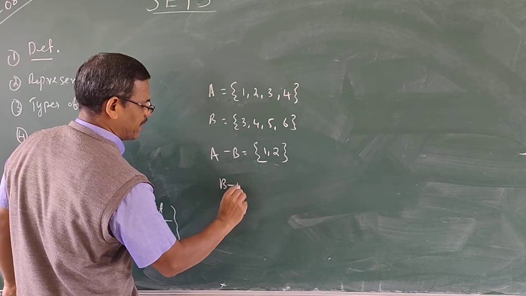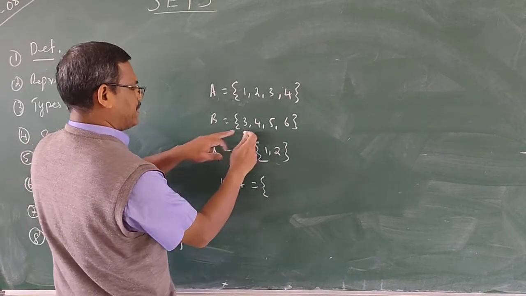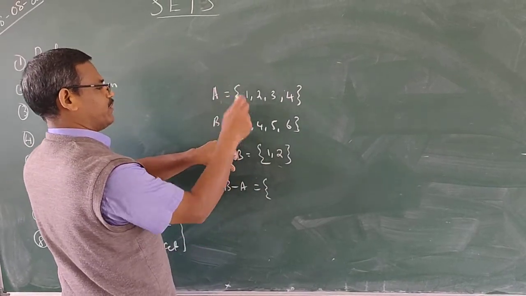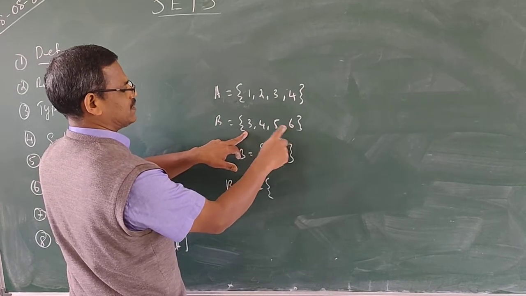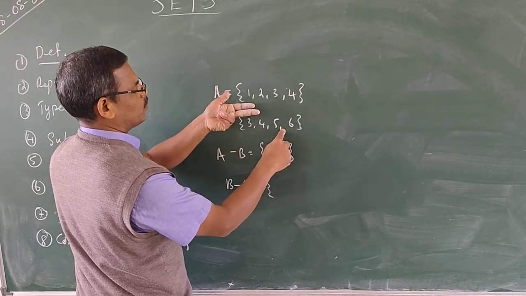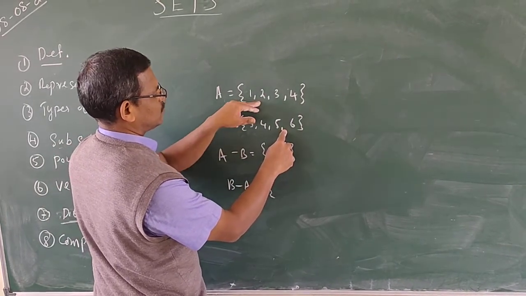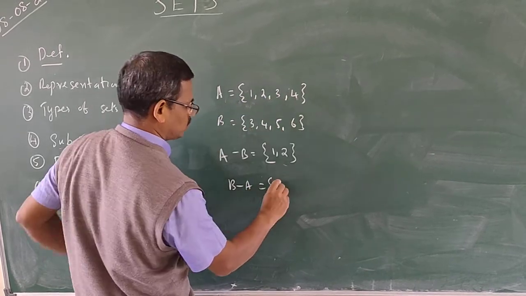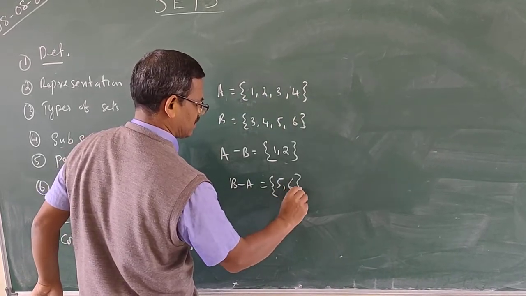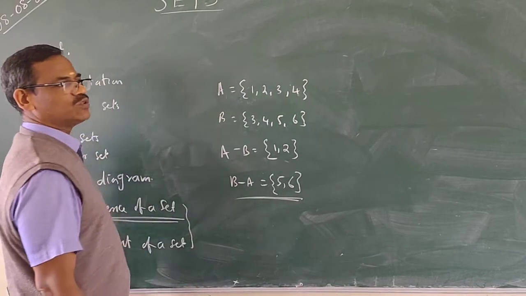And what about B minus A? From B, you remove the elements of A. 3, 4, 5, 6, 7. When you remove the elements here, 1 and 2 are not in B, but 3 and 4 are to be removed. So you get 5, 6, 7. This is the difference of two sets.